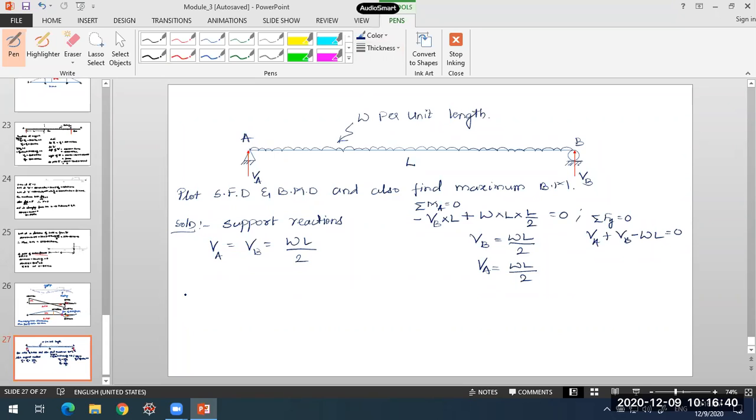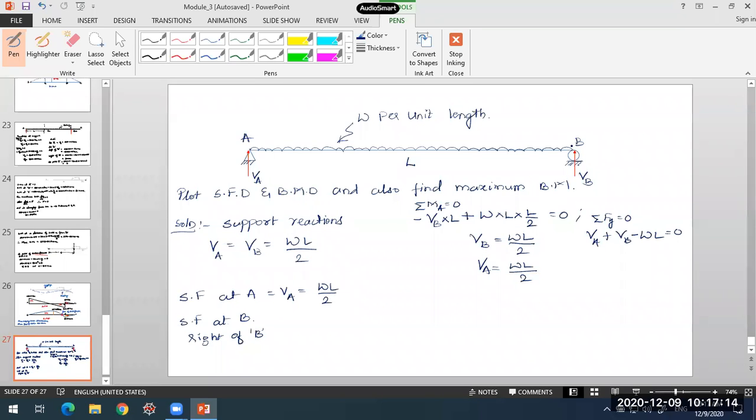Now, what about the shear force? If you calculate the shear force at A, it will be VA, which is equal to WL by 2. Left side upward force is positive. From 0, it will suddenly increase to WL by 2. Now I'll directly come to B, the shear force at B, to the right of point B.